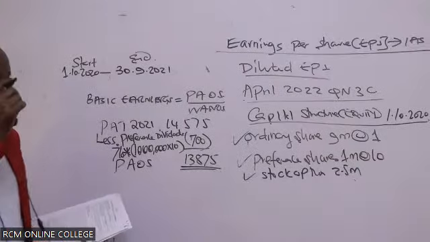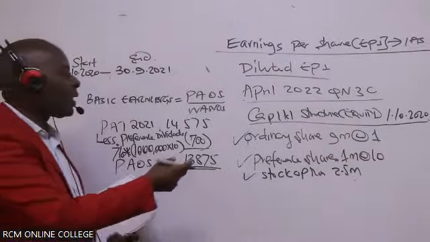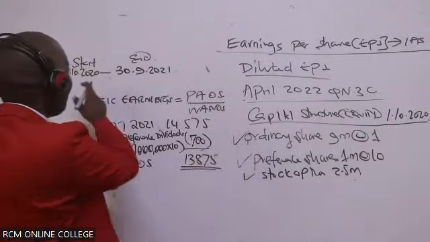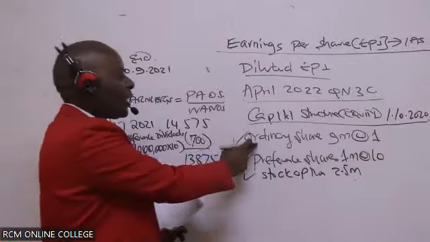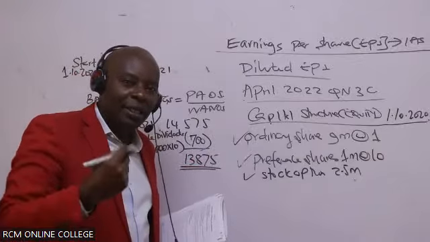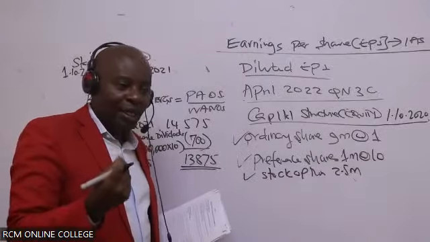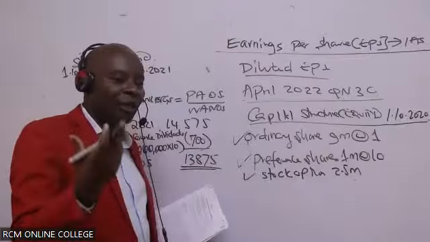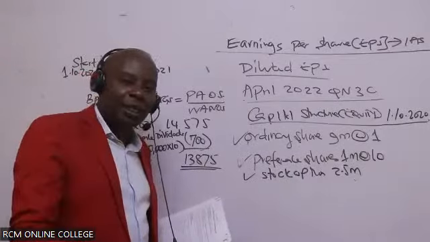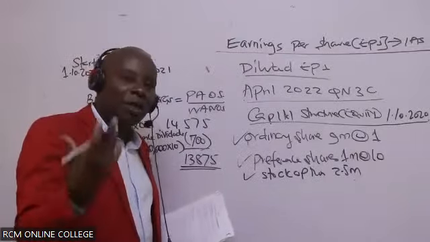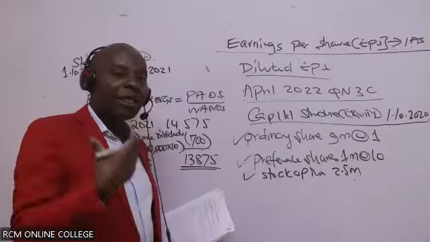Now, ladies and gentlemen, I would have easily picked the number of shares that we had at the beginning of the year. Remember, at the beginning of the year, we had 9 million ordinary shares. But you see, things happened in the year. Because we can see some ordinary shares that were issued in the year, it will be very important for us to create a schedule that we call the ordinary shares schedule.